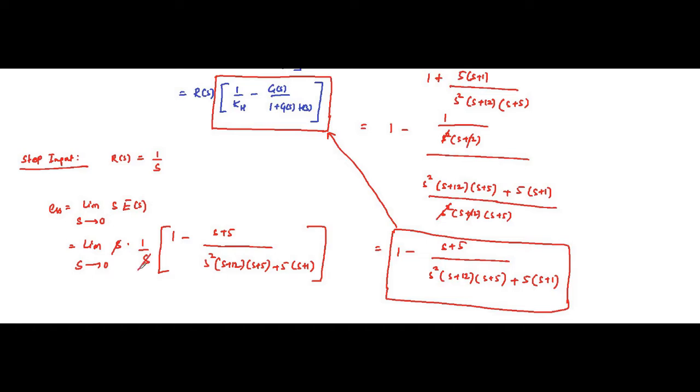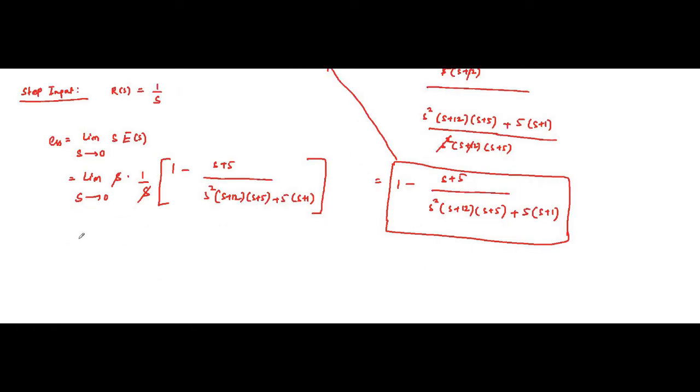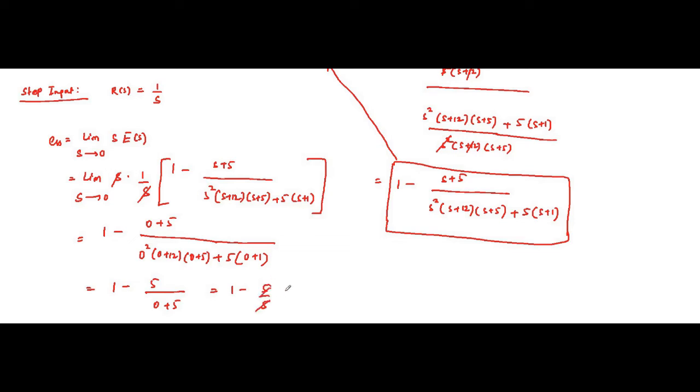The s's will get cancelled because they are in numerator and denominator respectively. When we substitute s with 0 here, it will be equal to 1 minus (0 plus 5) by [0 square into (0 plus 12) into (0 plus 5) plus 5 into (0 plus 1)]. Anything multiplied with 0 will become 0. So it will be 1 minus 5 by (0 plus 5), which is 1 minus 5 by 5, which is equal to 1. So 1 minus 1 is equal to 0.